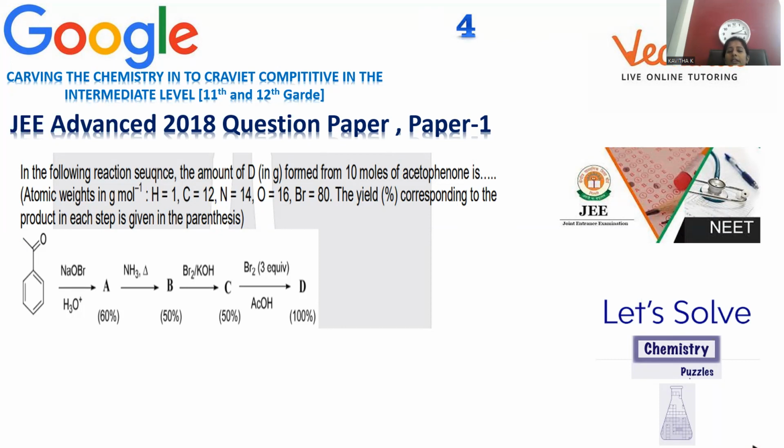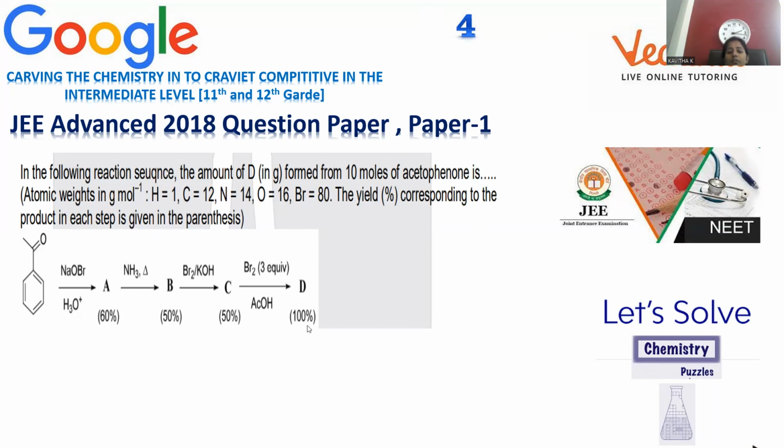To do this, let me read the question first. In the following reaction sequence, the amount of D, the final one, in grams formed from 10 moles of acetophenone. This is CH3C double bond O, said to be acetophenone. The amount of D formed has to be identified. Here you have to remember 10 moles of starting material was taken, that is acetophenone. And for our convenience, all the atomic weights are provided. Hydrogen atomic weight is 1, carbon is 12, nitrogen is 14, oxygen is 16, bromine is 80. The percentage of yield corresponds to the product in each step, in parentheses.